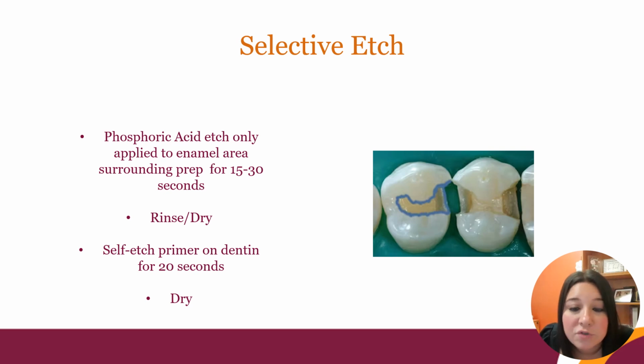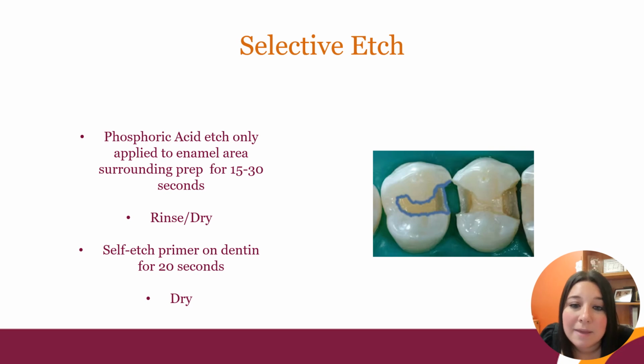You'll then rinse and dry all of that etching off. And then next you're going to use your self-etch primer, so your etch primer bond all in one, like our Vivapen, on the dentin for 20 seconds. And that just gets dried, it doesn't get rinsed off, and then it gets cured as well.